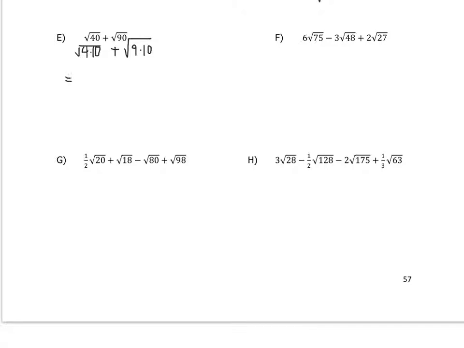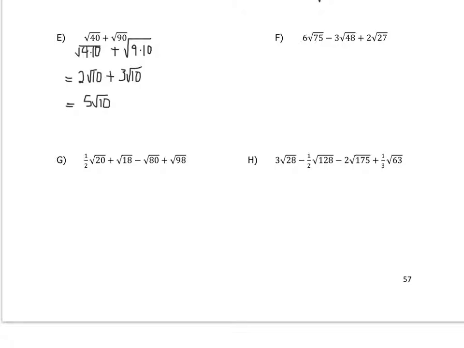And then each of those can be written as square root of 4 can come out as a 2, root 10, plus the square root of 9 can come out as a 3, root 10, and then that would give you 2 root 10's plus 3 root 10's, or 5 root 10's. Again, it's like saying 2x plus 3x, same kind of idea.